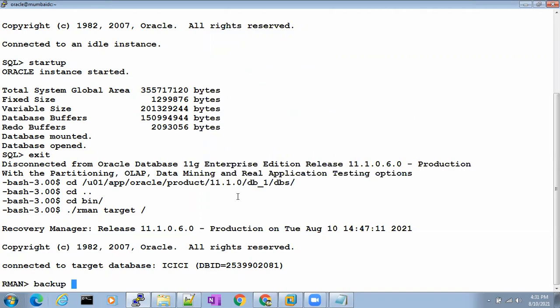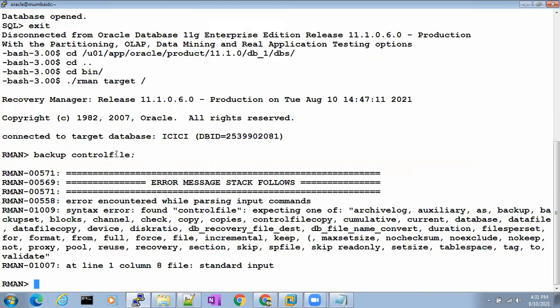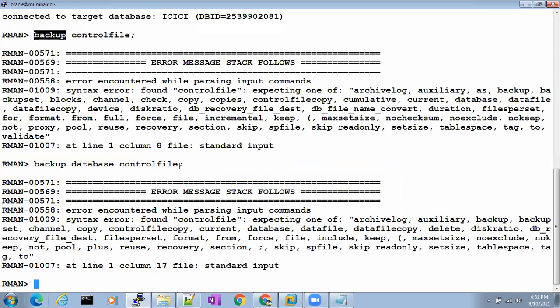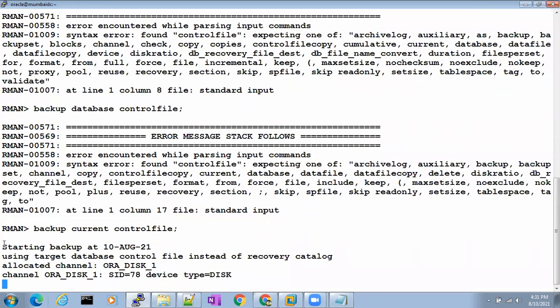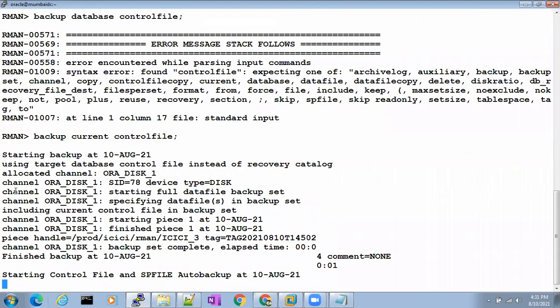Backup control file. Let me give that. Backup control file, it is wrong, right? Backup control file is wrong. Okay. Database control file, backup database control file. No, that is wrong. Backup current control file. What is the command? Backup current control file.